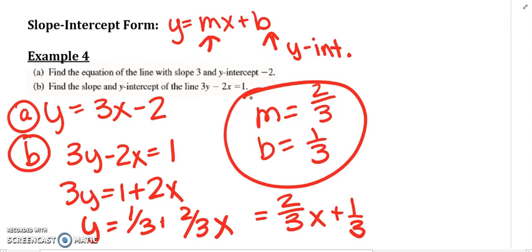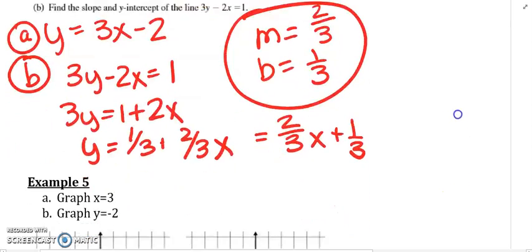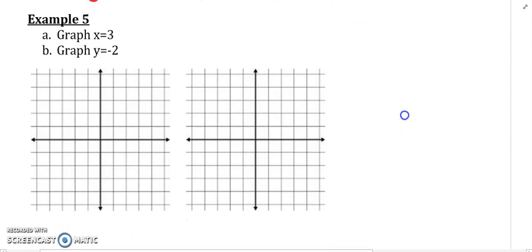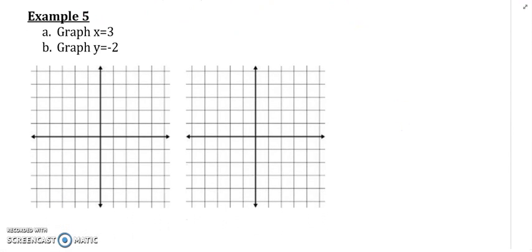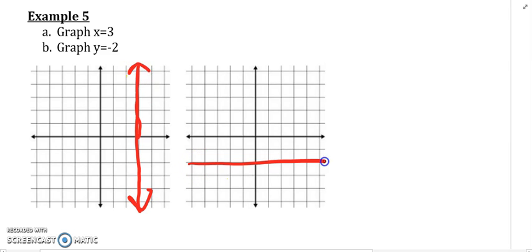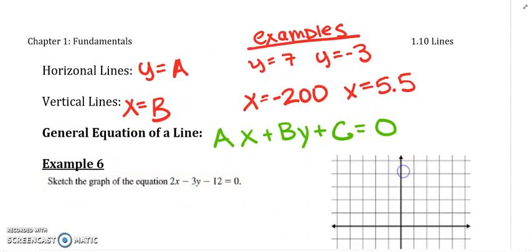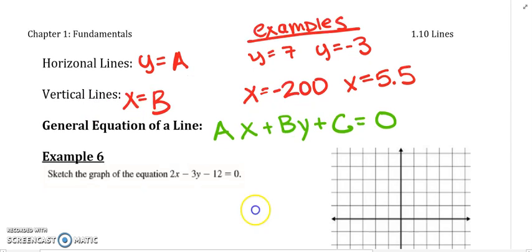I would highly recommend that you pause these and work some of these on your own. I'm just going through them quickly with you because they're a review. You should be able to pause it, work it on your own, fast forward so you got the right answer, and keep moving. x equals 3, so that's everywhere where x is 3. So x is a vertical line, and y equals -2. We already talked about this, but as a reminder, a horizontal line is going to be y equals some number, vertical is going to be x equals some number.